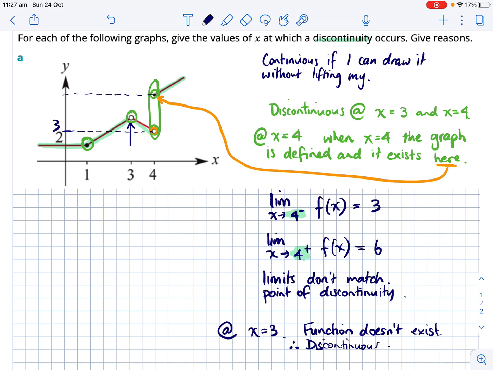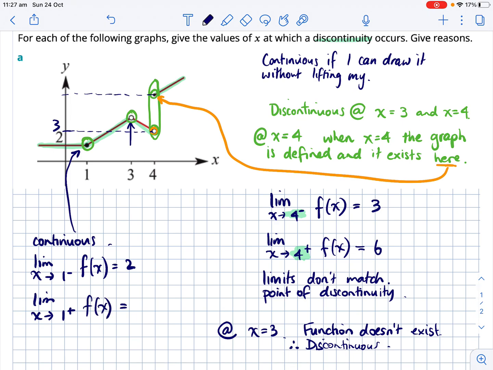Now I will talk about this point where x equals 1 just briefly. So at this point, it is continuous. All right, so my graph is continuous because the limit from the left-hand side is equal to 2. And the limit from the right-hand side is also equal to 2. So a value that we approach from the left is the same as the value that we approach from the right. And because it's a closed-in circle, the graph exists, the function exists.